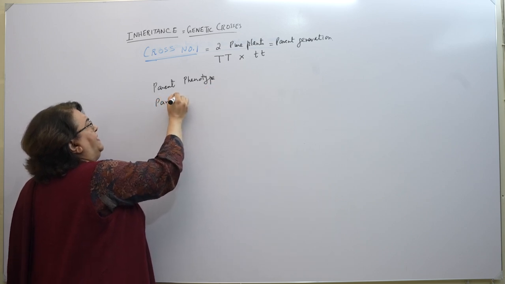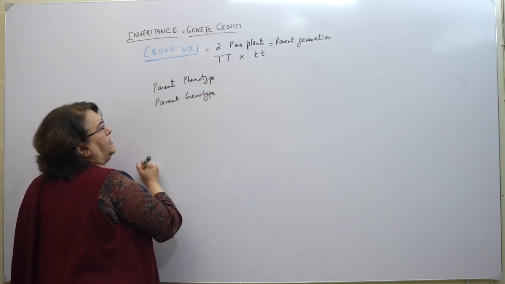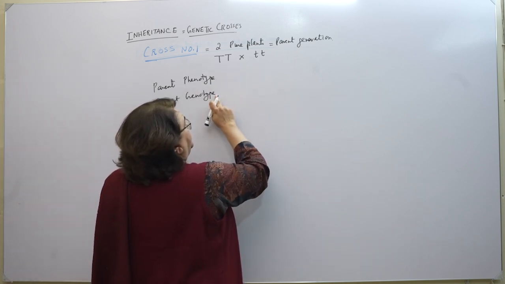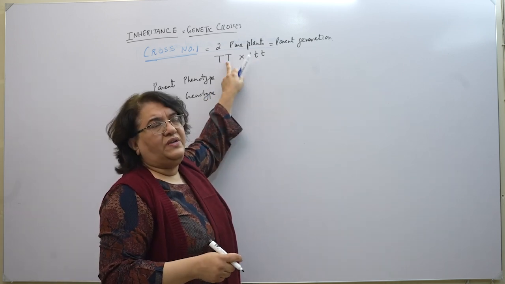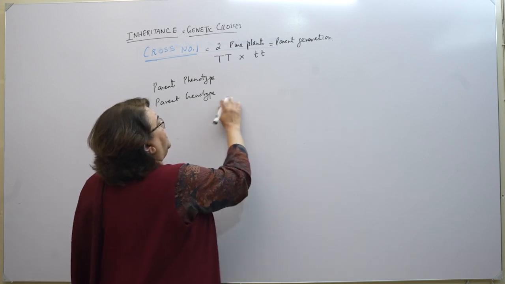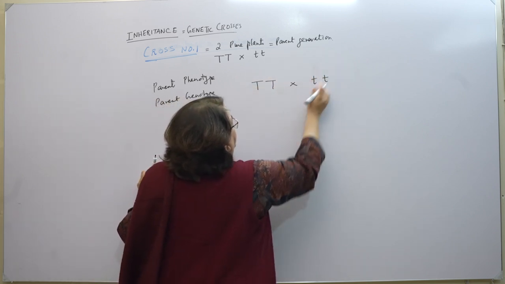And the second heading will be for the same: what will be the genotype. So we'll just write them down here. The genotype, like we said, one is what? Pure, the other one is also pure, one is dominant, the other one is going to be recessive. So this is the combination.